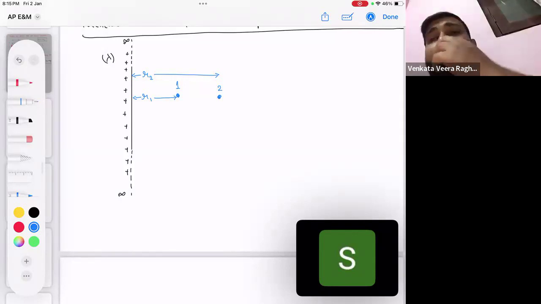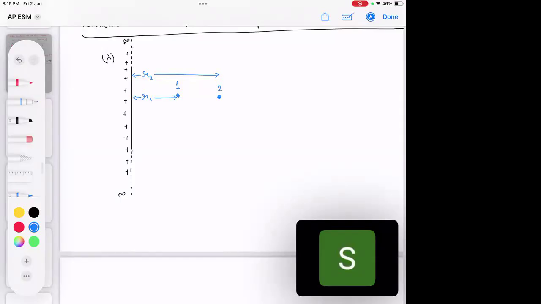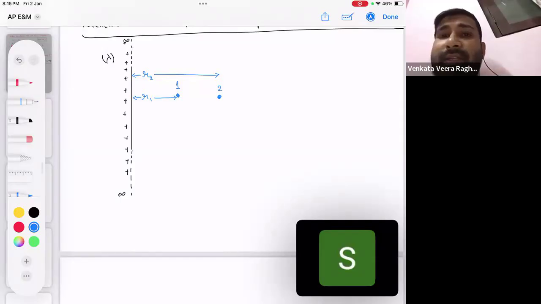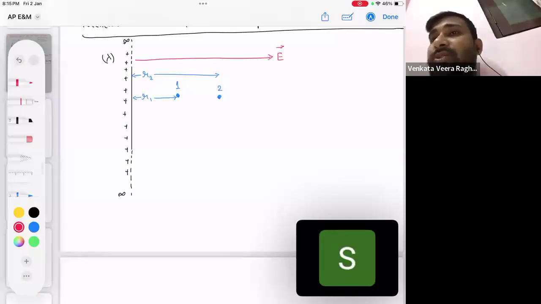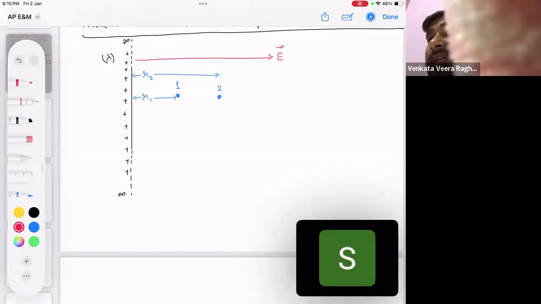Please tell me what will be the high potential point, 1 or 2? 1 or 2? 1, no? See, what is the direction of electric field here? Is this the direction of electric field? So the electric field is towards the right, isn't it? So if you see point number 1 and point number 2, is the field from 1 to 2? And what is the direction of field?